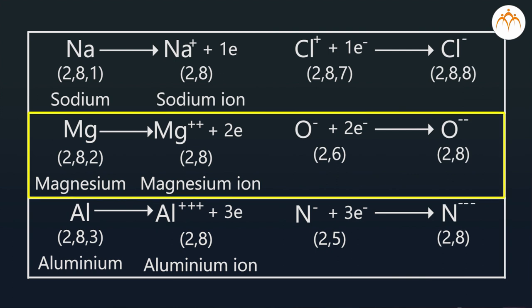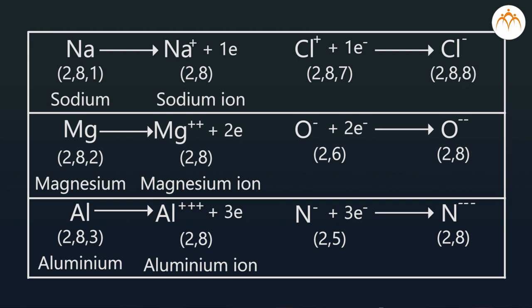Magnesium 2,8,2. Magnesium positive ion 2,8. Oxygen 2,6. Oxygen negative ion 2,8. Aluminium 2,8,3. Aluminium positive ion 2,8. Nitrogen 2,5. Nitrogen negative ion 2,8.